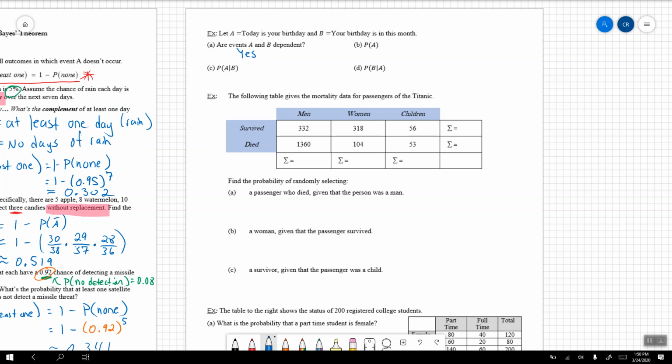Now, the probability of event A. In other words, we want the probability that today is your birthday. So today is only one day out of how many days of the year?